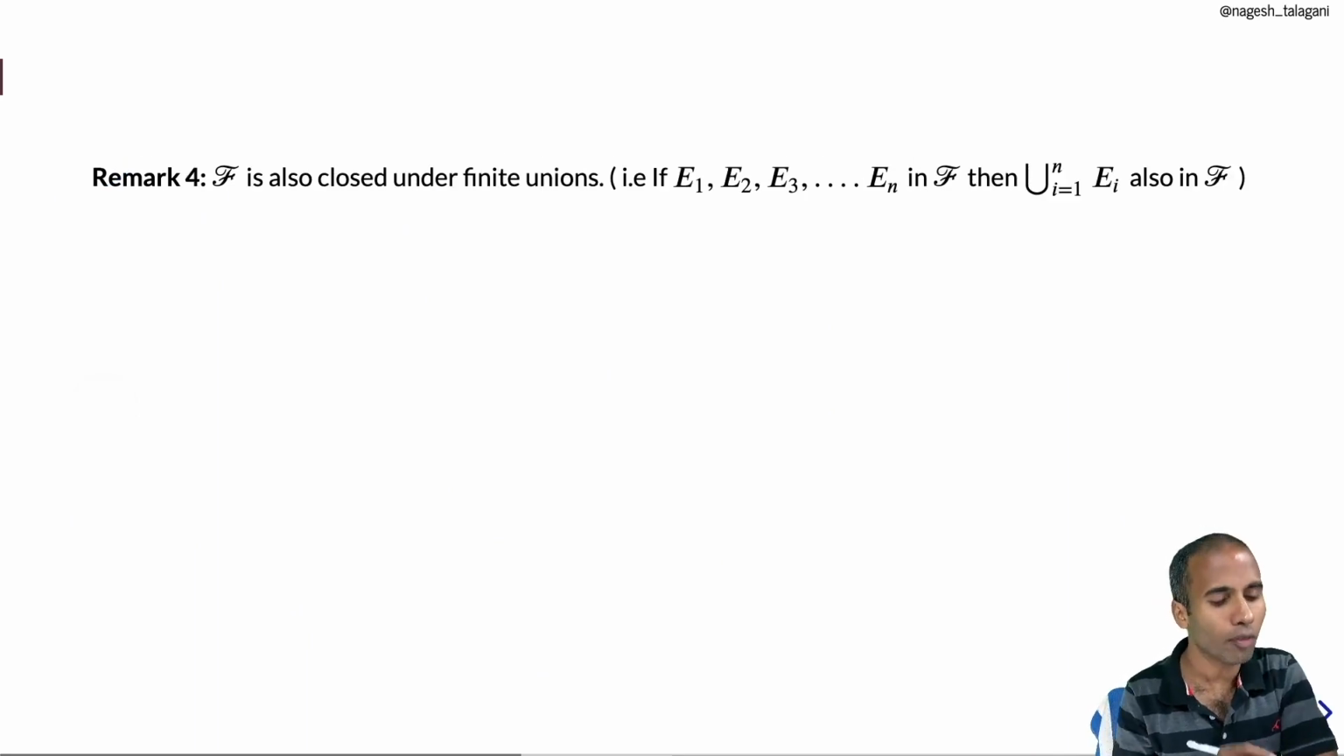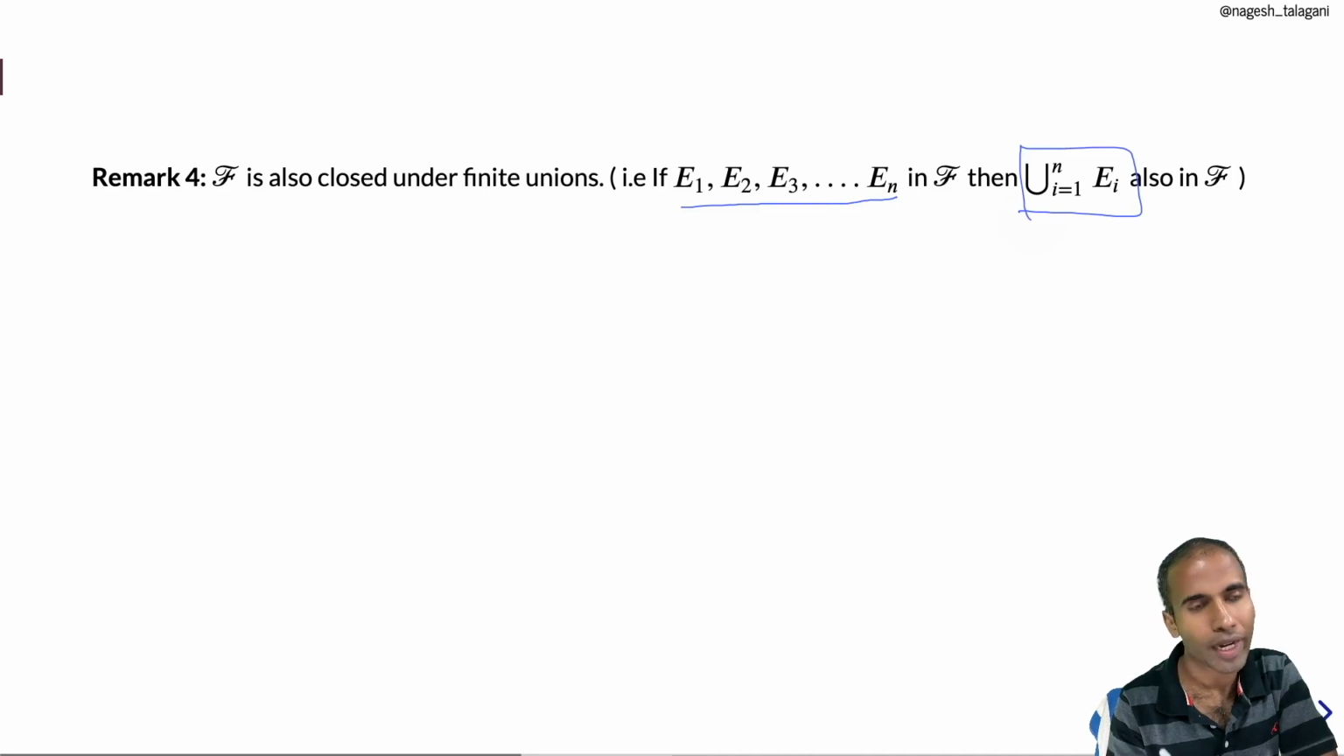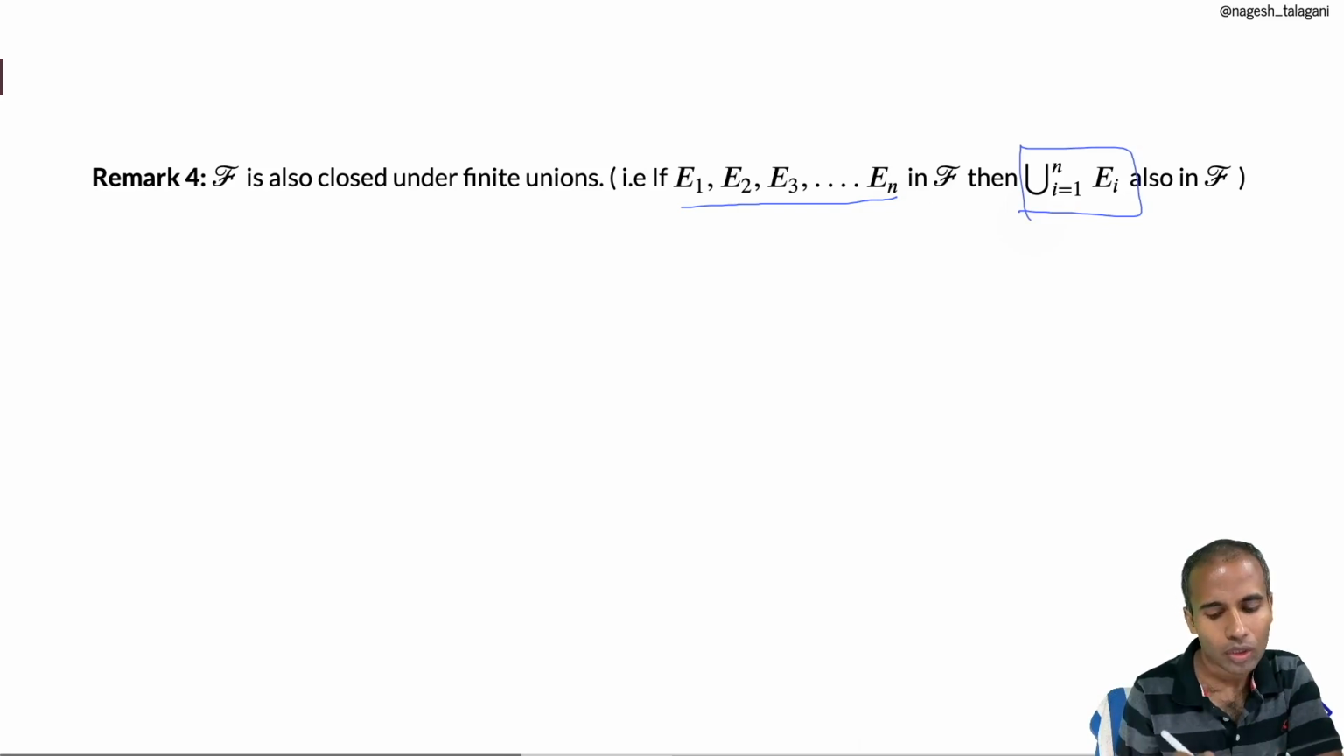Okay, remark 4. We want to show that the sigma field is also closed under finite union. That means whenever E1, E2, and so on up to En are candidates from the sigma field, then their finite union is also a candidate from the sigma field. It is actually a weaker condition than condition 3. So we can easily show this.